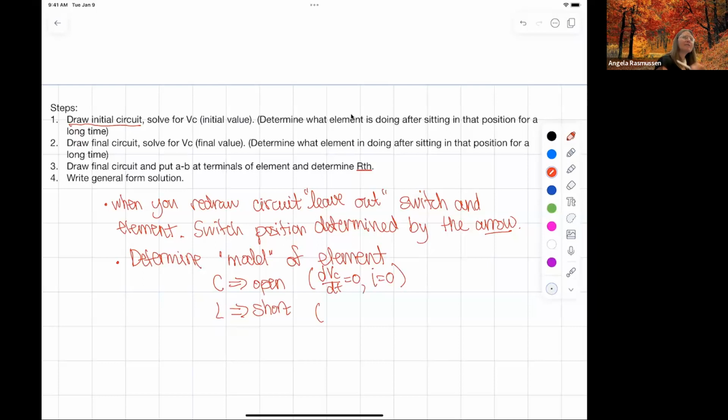Yep. So that dVC/dt is 0, so the current goes to 0, and then you're an open. What about for the inductor? Why does that go to a short? The change in current is 0, which puts the voltage at 0.